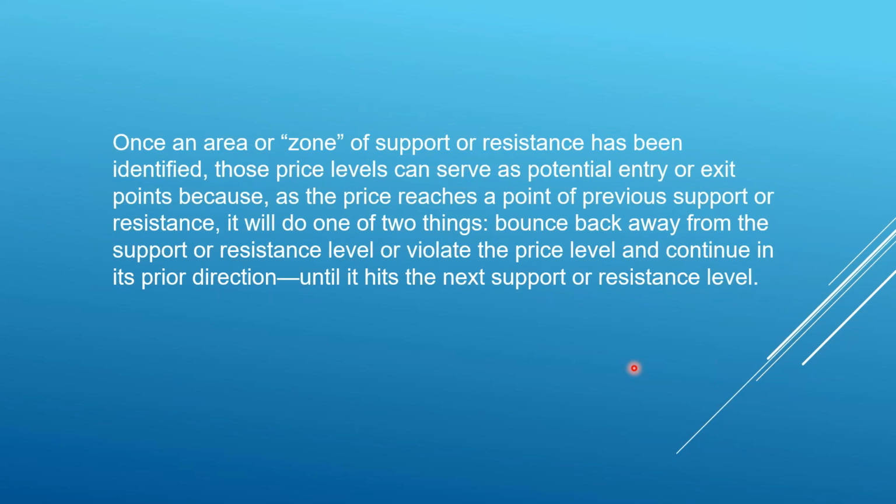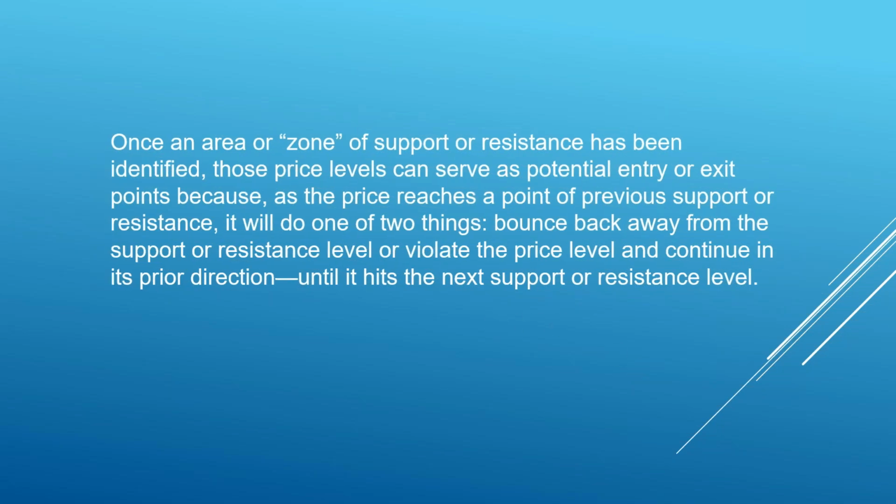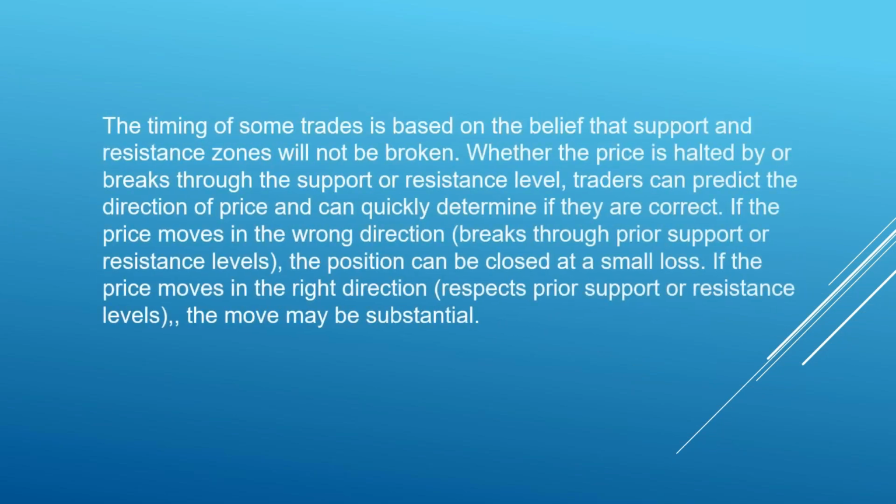We can use this to trade, because when we see the price moving again toward a support or resistance level, there are only two possibilities. The first probability is that it bounces back away from the support or resistance level. The second is that it violates the price level and continues in its prior direction until it hits the next support or resistance level. This is where support and resistance come into actual application.